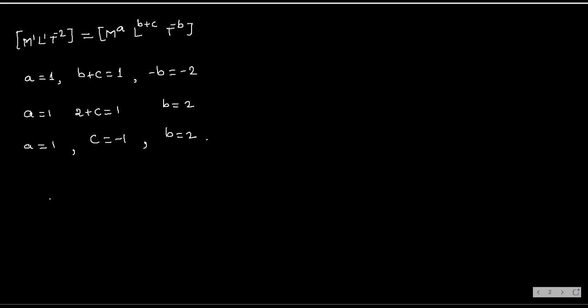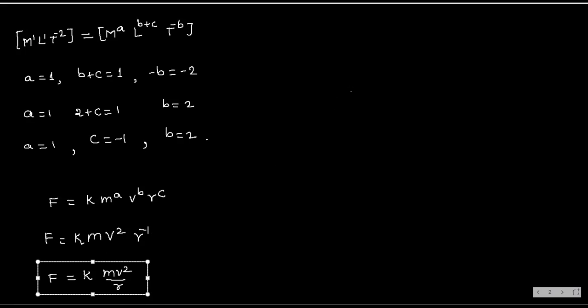Now what is our relation assumed? F is equal to K into M power A, V power B, R power C. Substitute the values. So what you are getting? F is equal to K into M power A value is 1, so therefore M. V power B means V power 2. R power C means R power minus 1. So what you are getting, formula F is equal to K into M V square by R. Understand? Like this you have to find the relation. As K is 1, then F is equal to M V square.